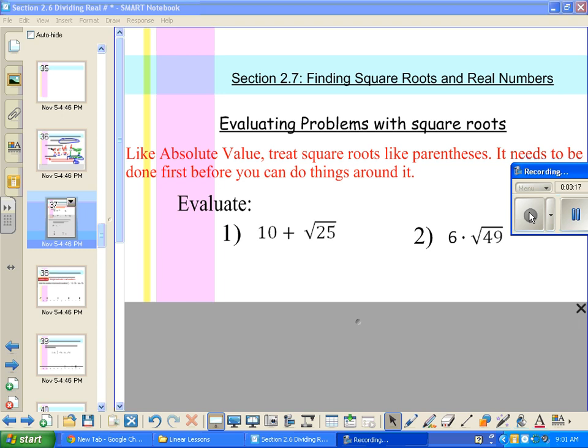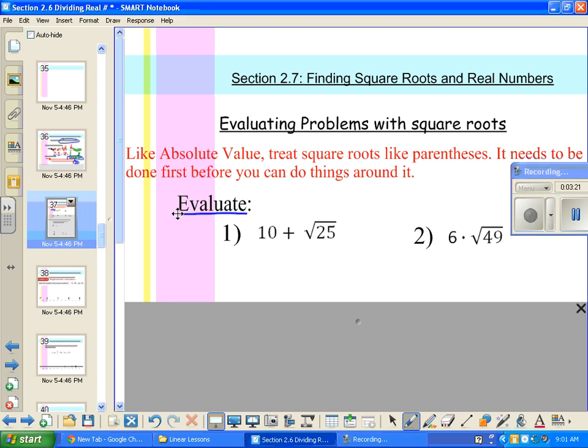When I'm dealing with square roots in a problem, like something that I have to evaluate, as this problem says right here, evaluate, find the value for it. I have to think of square roots kind of like absolute value, like we talked about absolute value in the past. Think of it like absolute value, where in our PEMDAS acronym, it's like in with the parentheses. I have to find the square root of something before I can do the things that are around it.